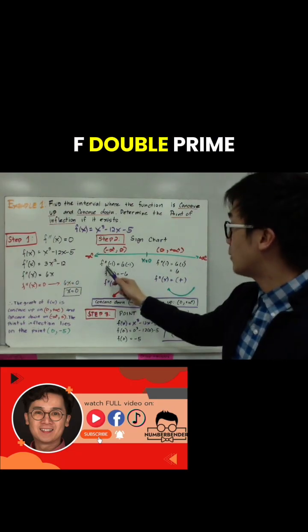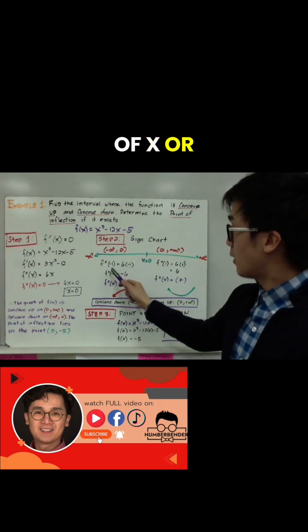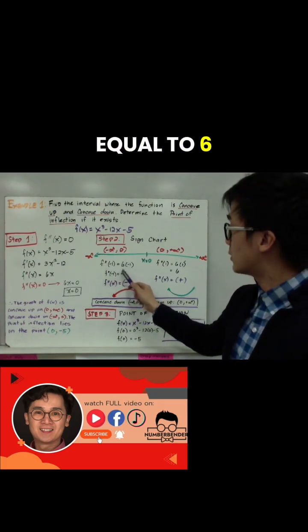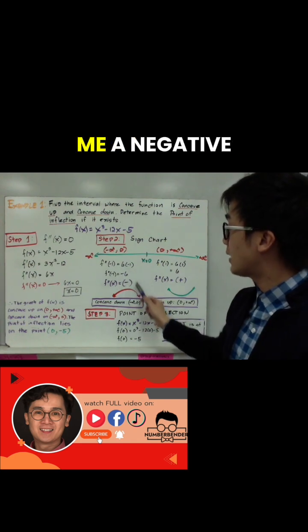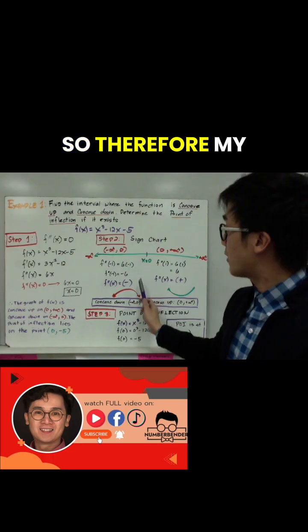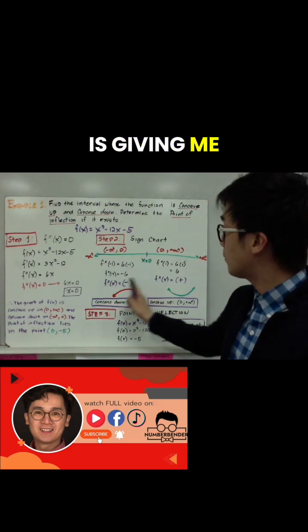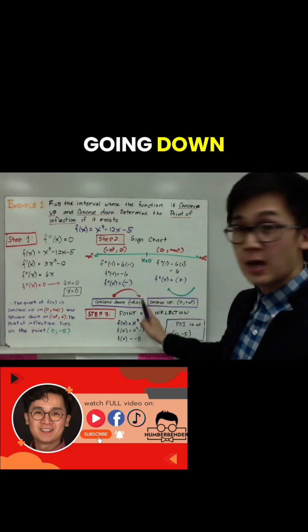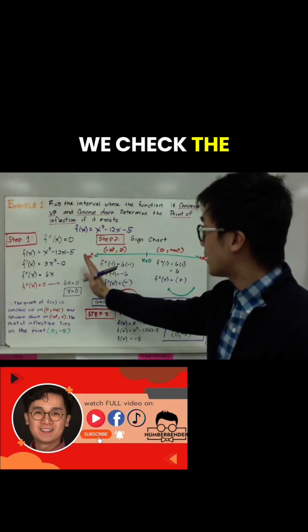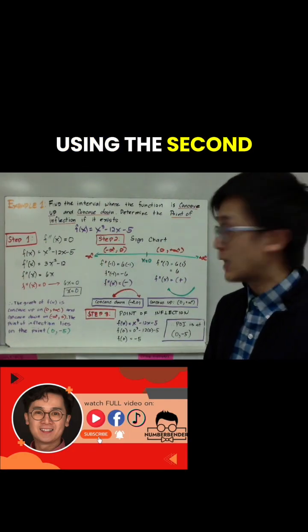So I have f double prime of x, or f double prime of negative 1, equal to 6 times negative 1, and it gives me a negative value. So therefore, my interval for negative infinity to 0 is giving me a concavity that's going down. So that's how we check the concavity of a given function using the second derivative.